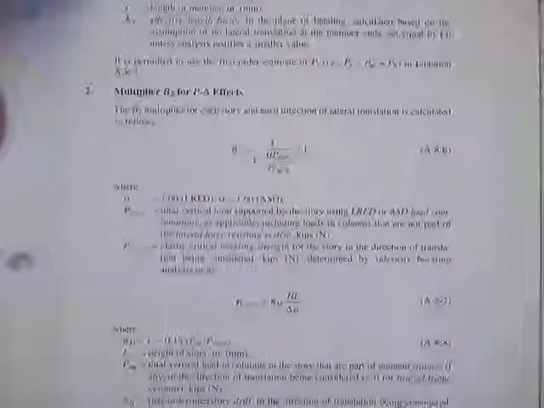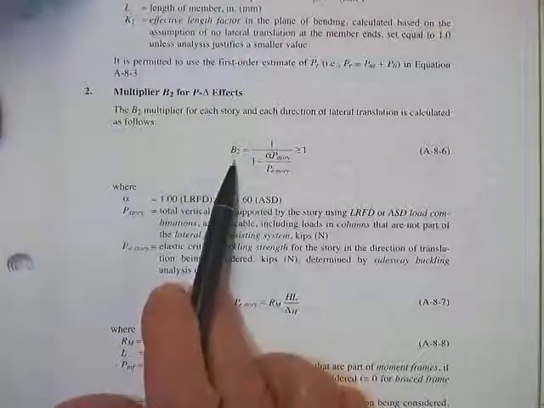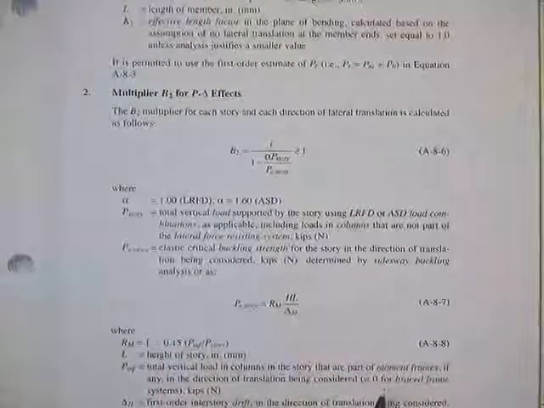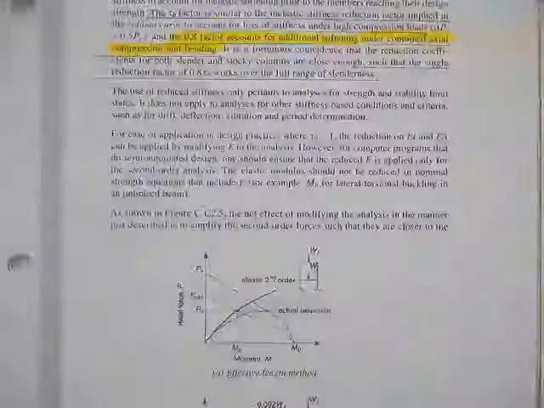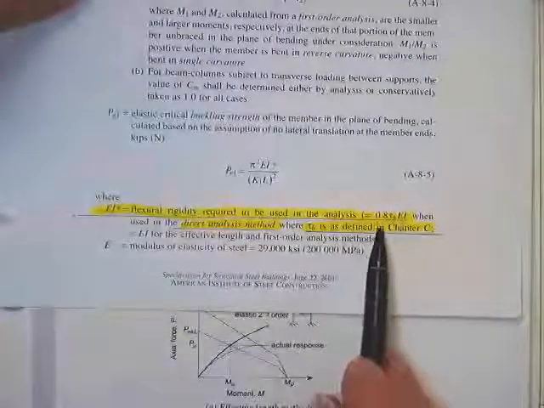Here will be your amplification factor for P big delta effects, B2. And it's something just like we have on the previous one. Now then, nobody called my hand on it. I usually make sure I go fast enough you don't have time. Does that look familiar to you?